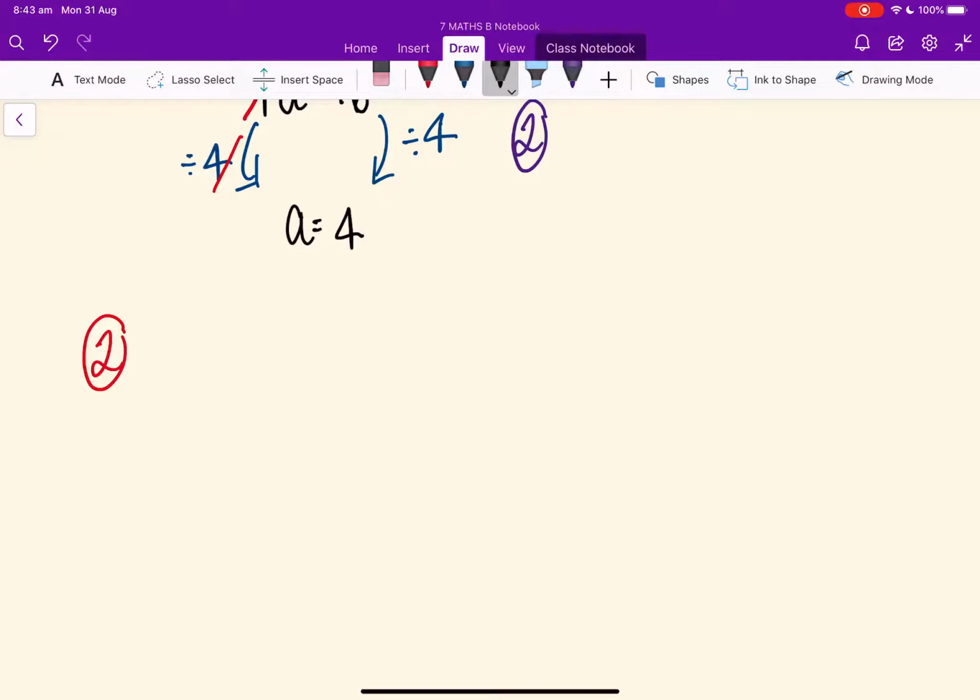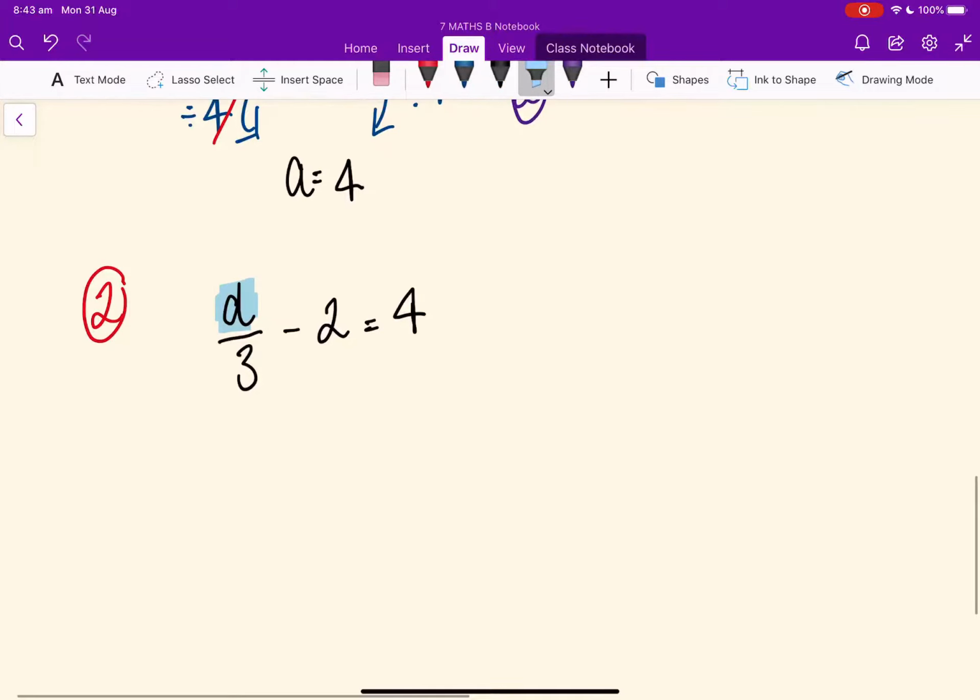So d over 3 take 2 equals 4. Okay, the first step I need to do, I'm going to need to highlight my pronumeral because that reminds me my goal is to get that by itself. Okay, let's first of all get rid of the 2 here. Now, the opposite would be to add 2 to both sides. So I'm going to do that.